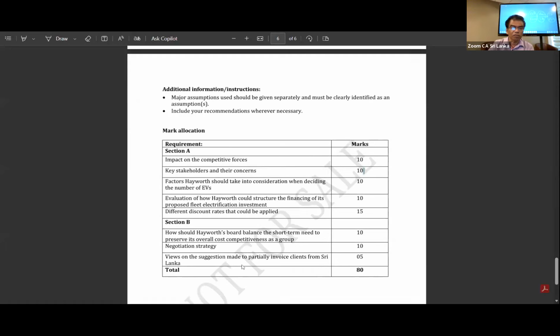Then when you come to the suggestion made by the partial invoice, this one is 5 marks. Then you get the entire 80 marks. There are no marks to give for an executive summary, a conclusion, an introduction, or any other presentation requirement of the report. So you have to make sure that you only get the marks, the presentation skills, everything, by how you structure and write these requirements. So you get it.